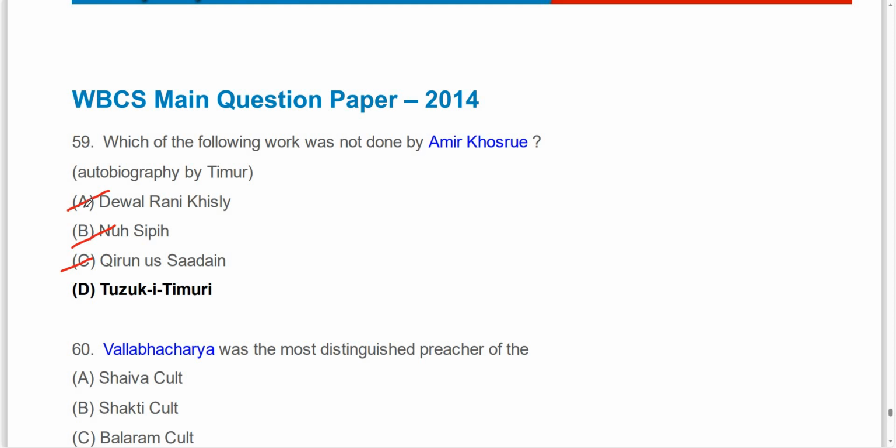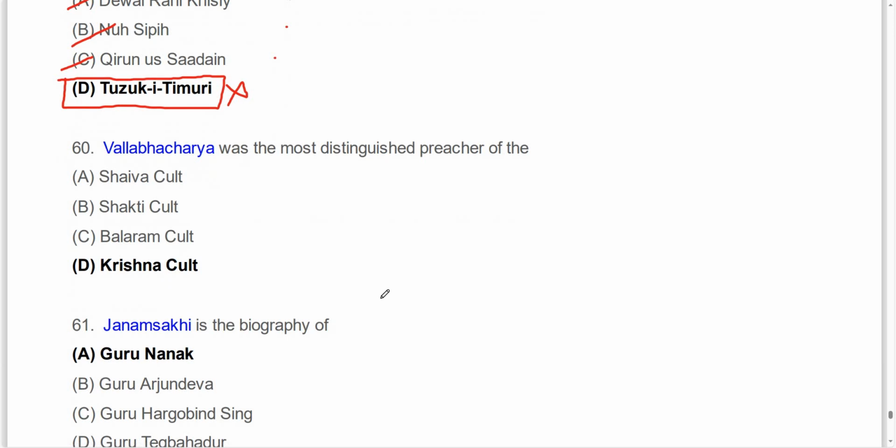Then which is not a work by Amir Khusrau? The autobiography of Timur, the Tuzuki Timuri. It is an autobiography written by Timur himself. So the works by Amir Khusrau would be Diwal Rani Khisli, Nushipi and Kurin-u-Sadin. Moving on to the next question.